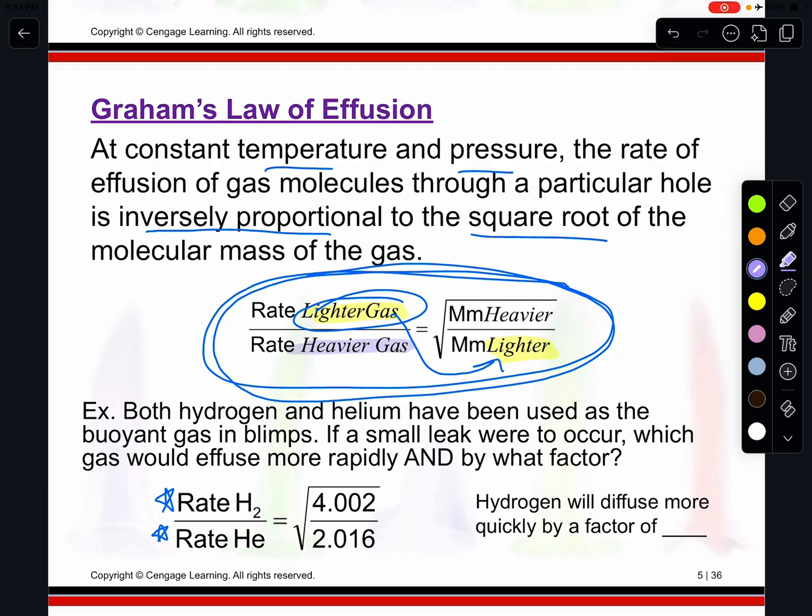The lighter gas, when you add it up, the molar mass goes on the bottom. And the heavier gas, which we usually like to put on the bottom of the left side of the equation, the molar mass is on the top. So they switch places when you're solving for them. H is H2, so there's two of them, so I put that on the bottom. I went ahead and did the mass of helium, so I'm going to do 4 divided by 2. Then I'm going to take the square root of 2. And we are going to see that hydrogen will diffuse by a factor of about 1.41 times. So hydrogen will diffuse 1.41 times faster than helium if there were a small leak to occur in the blimp.